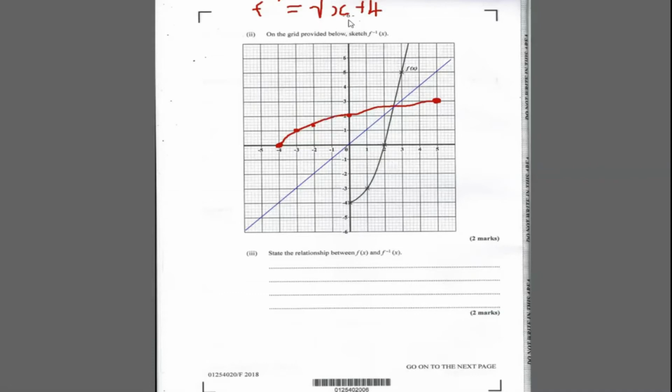The two functions are a reflection of each other. And so we say the relationship between f and its inverse is they are a reflection of each other in the line y equals x. Nice and easy.